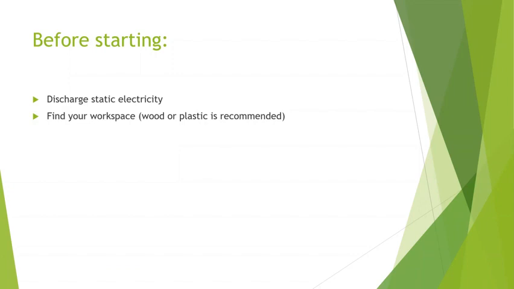And then you also need to find your workspace about where to assemble your PC. And the material of what the workspace is made of is important. To prevent damage to your components, you want to avoid workspaces that are metallic or prone to static electricity, such as carpets and metal. Some good examples that I'll give would be something like wood, plastic, and glass. Those are three surfaces which are not metallic or conductive and are not prone to building up static electricity.